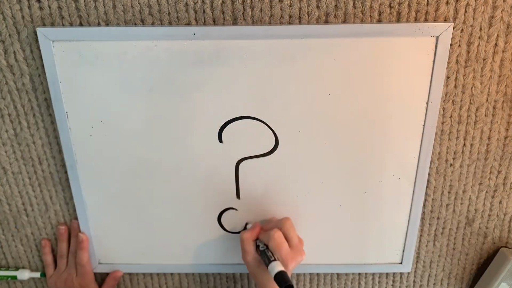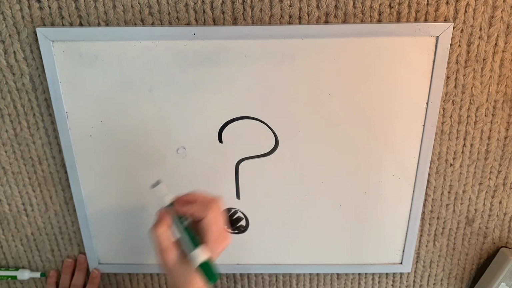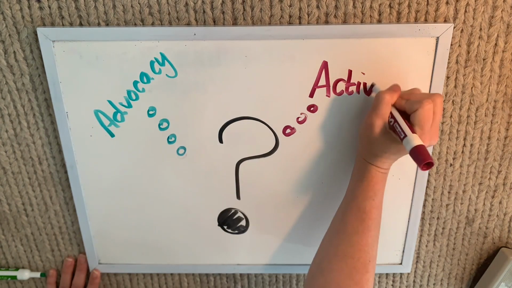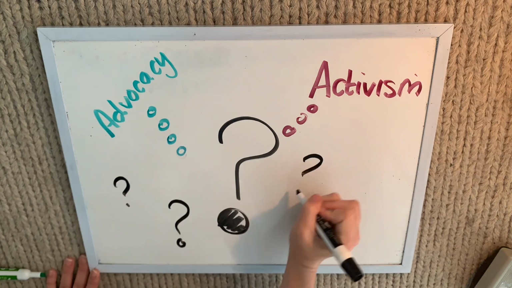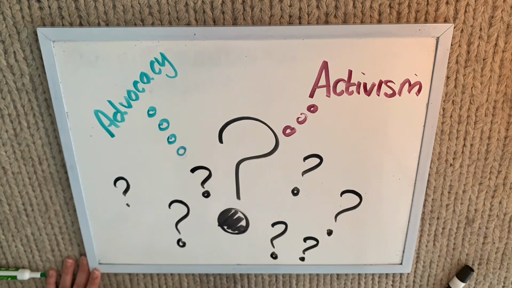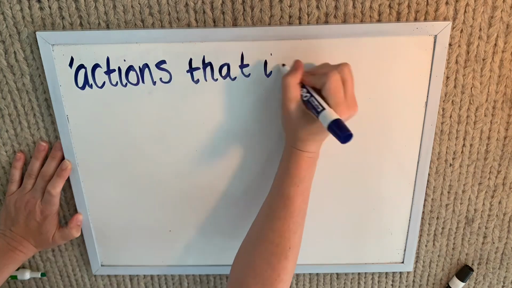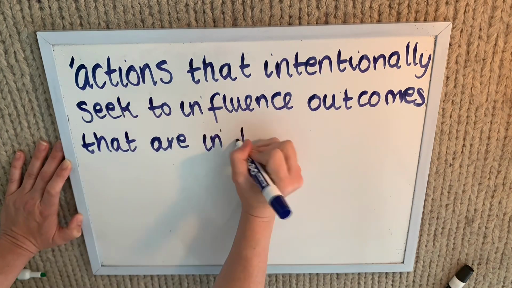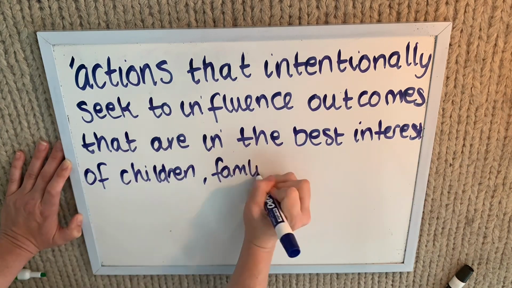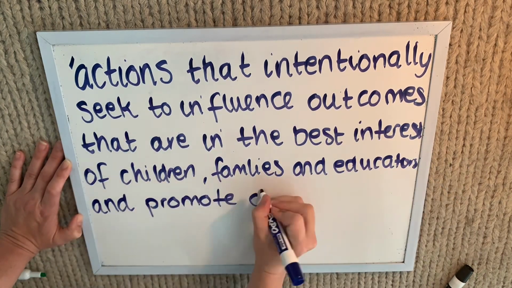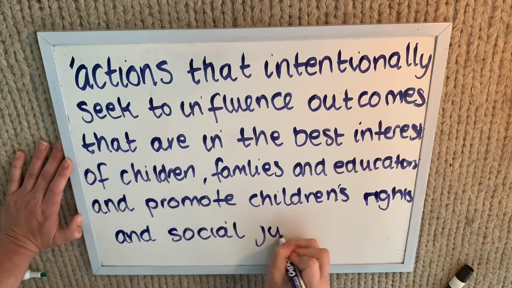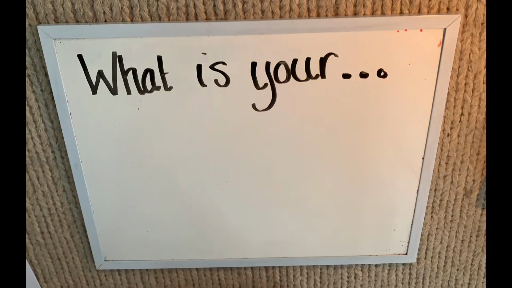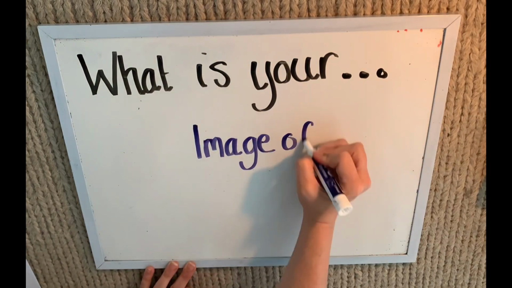So, what is advocacy and activism in relation to early childhood education? Although there are key differences between the meaning of advocacy and activism, in early childhood context, these are used interchangeably and are seen as actions that intentionally seek to influence outcomes that are in the best interests of children, families, and educators, and promote children's rights and social justice. A statement that strongly aligns with my practice and the image I hold as a teacher. Have a think about what your image of the teacher looks like to you.